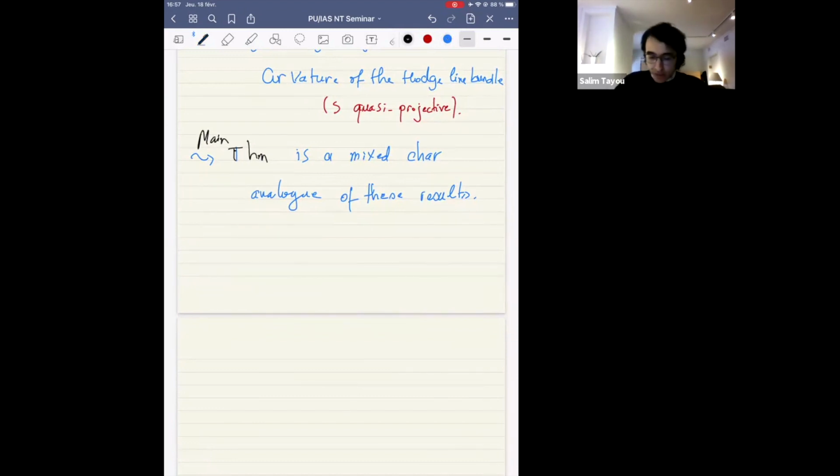Okay, so now I will give some sketch of the proof of the main theorem, and before that, I will explain what the proof is in the complex picture, because it will give us a lot of idea of what happens in the mixed characteristic situation.